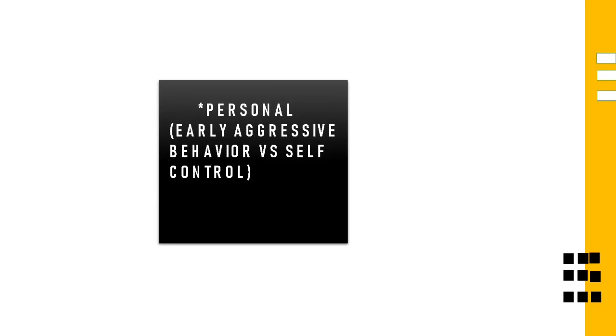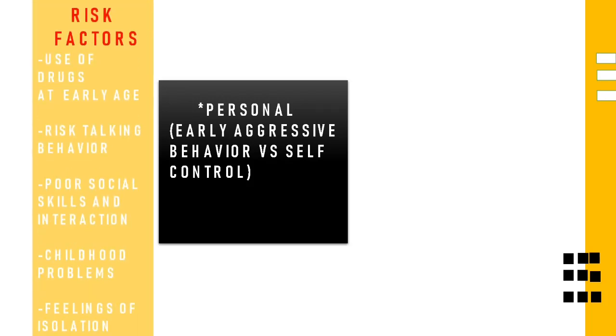As a person grows, there are risk factors that can influence or affect that person's drug taking. Here are some examples. Use of drugs at an early age, risk-taking behavior, childhood problems, feelings of isolation.